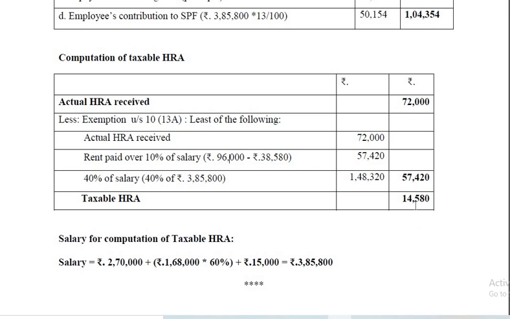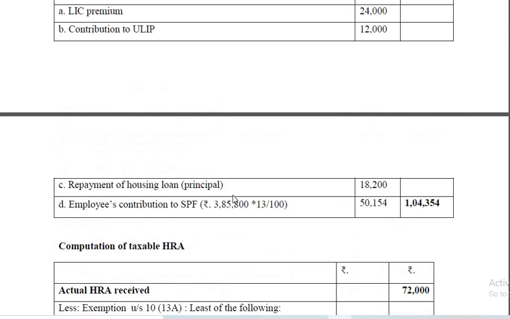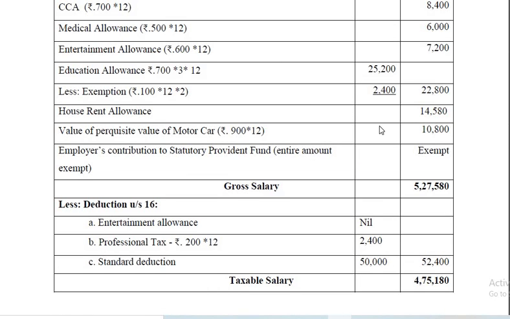The balancing value is taxable. What is the balancing value? 14,580. So this has to be taken here, 14,580. Value of perquisite of motor car. I told you it's a bigger car. And one more thing, the expense is borne by the employee only. So 900, if it is a smaller one, 600. So 900 per month into 12, so 10,800.